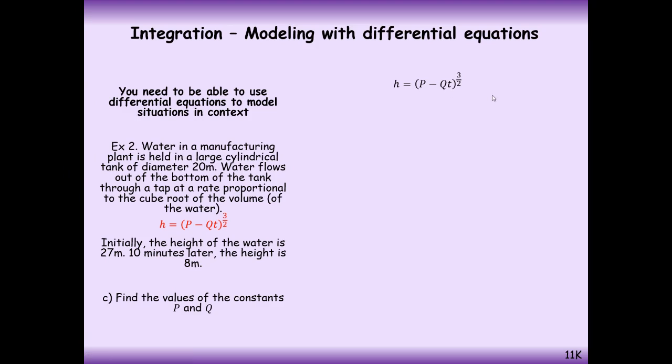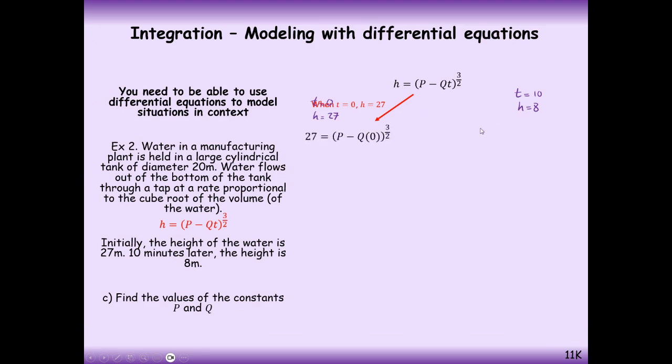So we can basically ignore everything else that we had been told, and now that we have this format, we can substitute the values of t equal to 0 and h equal to 27 into this equation to figure out p and q. And the other values that we can substitute are t equals 10 and h equals 8. So let's see what happens.